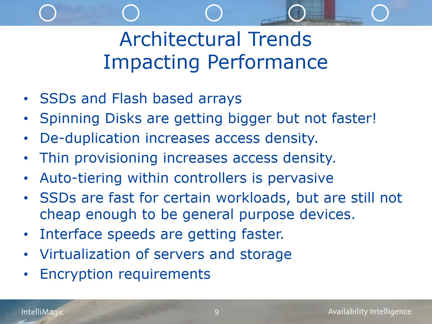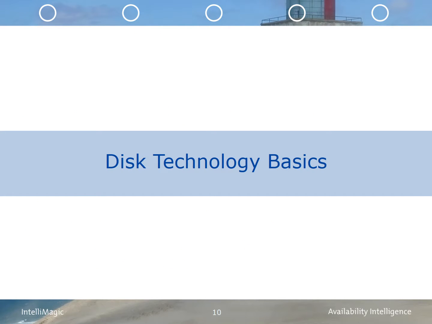We also see virtualization of servers and storage continuing. That leads to simplified management in some ways, but also in other ways there's more complexity in the environment. So better tools with better visibility are required. And then encryption is continuing to be an important trend, and that is just a feature that is expected now in the enterprise disk controller space. And it does add overhead. Of course, the controller processors are getting faster, so they seem to be keeping up with that kind of thing. In this section, we'll look at the disk technology basics.